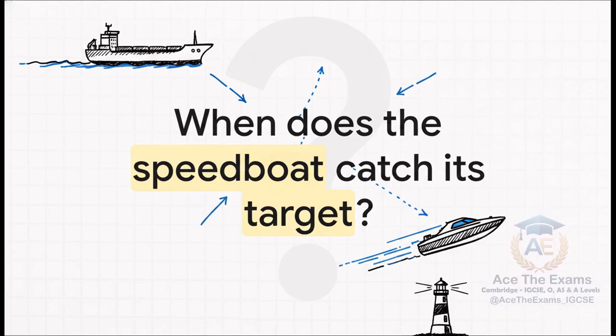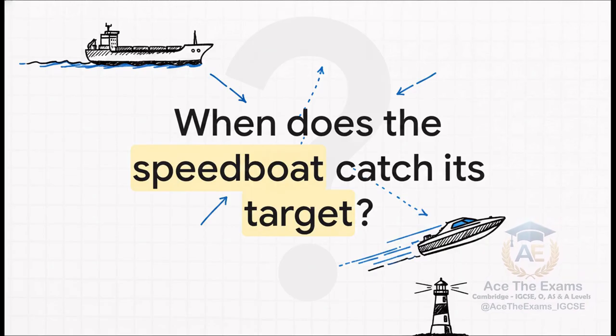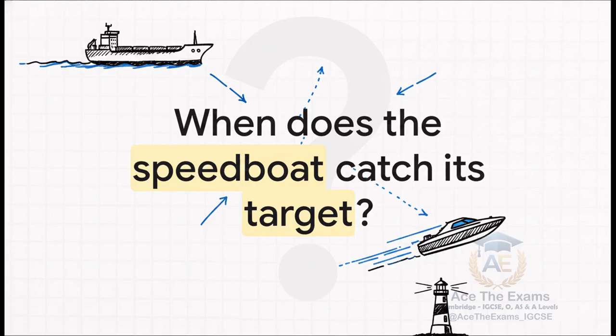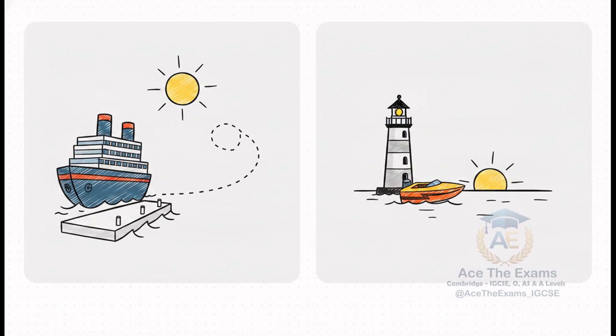We have a target ship cruising across the ocean, and a speedboat leaves a stationary lighthouse with one single mission: intercept that ship. We need to find out exactly what time they collide. This is where students who rush completely fall apart, but if you apply our systematic strategy, you'll secure every single mark. To solve this correctly, we must carefully contrast their starting variables.